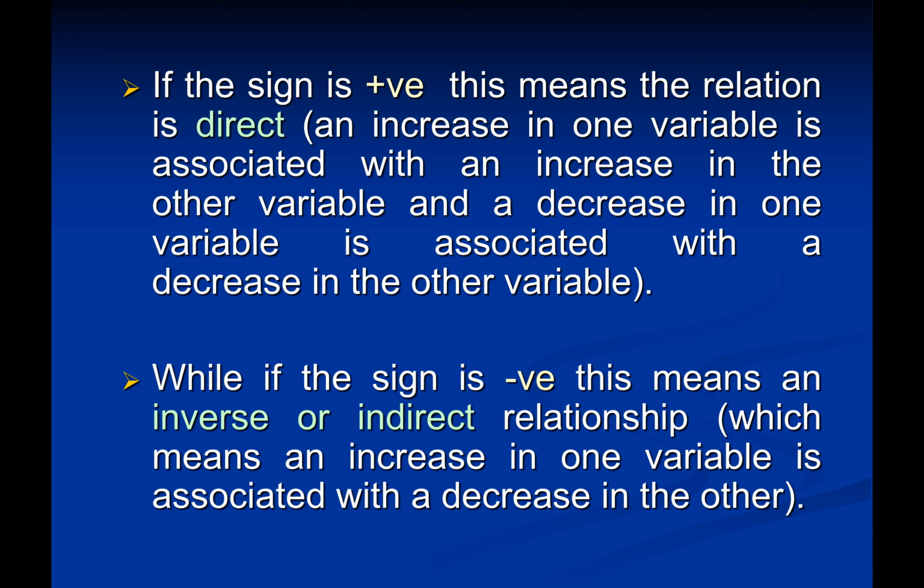If the sign is positive, that means the relation is direct. Positive, so an increase in x values will result in an increase of y values. A decrease in x will result in a decrease in y. If the sign is negative, that means as x increases, y decreases, and as x decreases, y increases. So they move in the opposite direction. That's why it's called an inverse or indirect relationship.